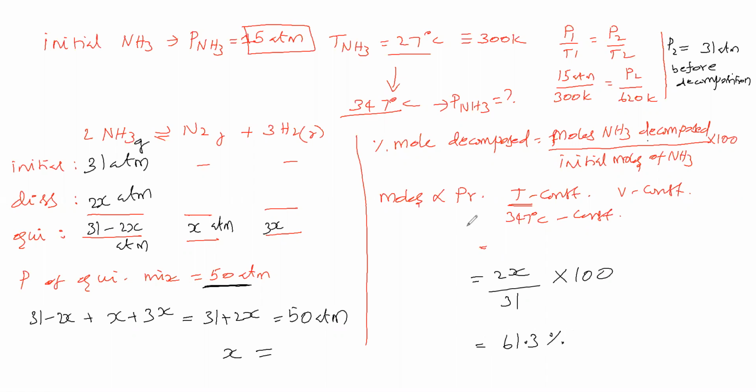Okay. So here what we have done is, moles of ammonia decomposed is directly proportional to 2x atmosphere, that we have substituted. Initial moles of ammonia is directly proportional to 31 atmosphere, that we have substituted. So we are substituting this x into this one. So we are getting the mole percentage of ammonia decomposed, that is 61.3% we got.